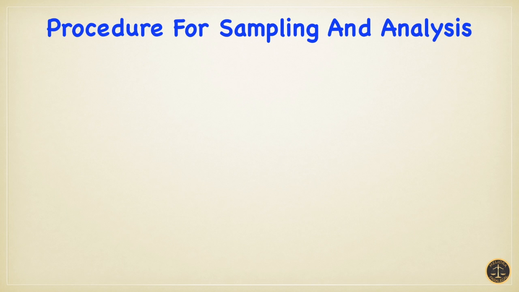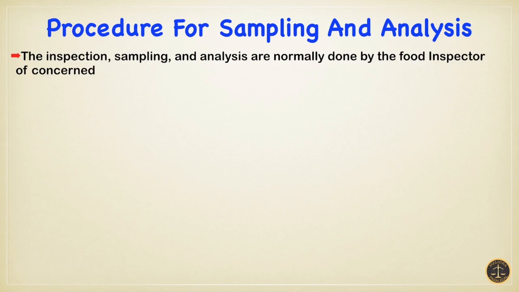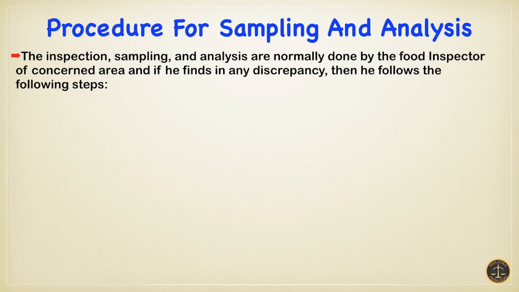Now, next one is the procedure for sampling and analysis. The food inspector of the concerned region can enter and inspect any such place where any article of food is manufactured or stored for sale, or stored for the manufacture of any other article of food for sale, or exposed or exhibited for sale, or where any adulterant is manufactured or kept, and take samples of such article of food or adulterant for analysis. So, the inspection, sampling, and analysis are normally done by the food inspector of the concerned area, and if he finds any discrepancy, then he follows the following steps.